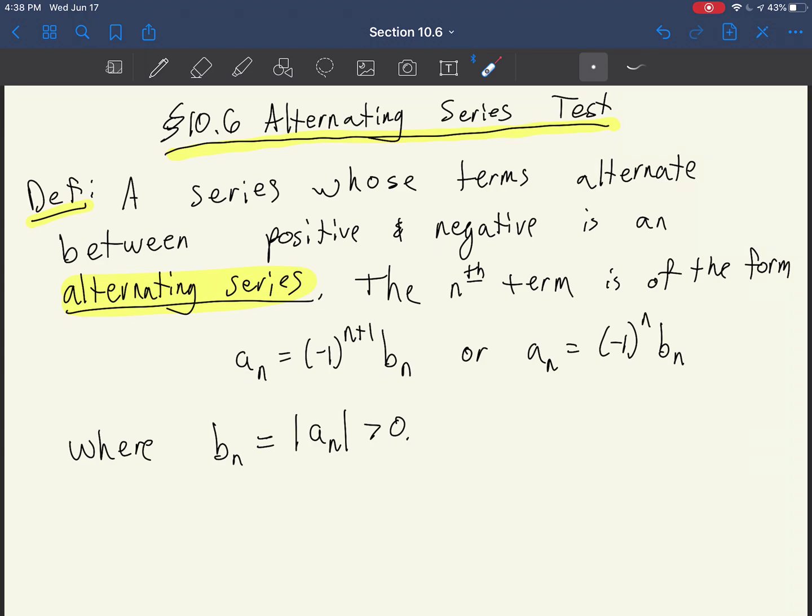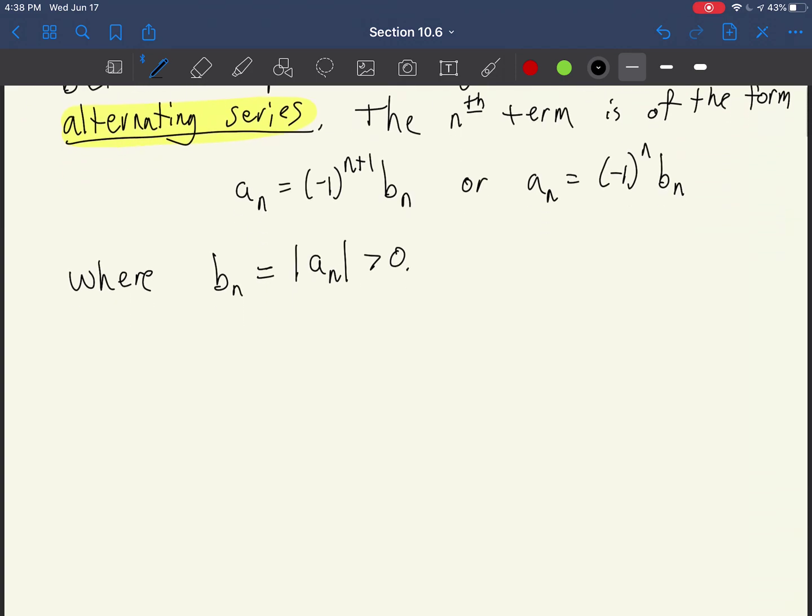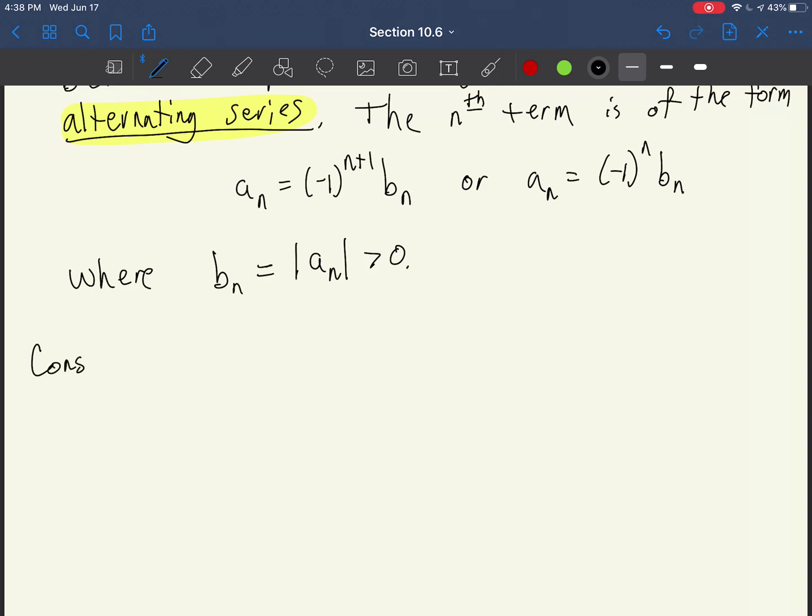Note that in the last section, we looked at series that did not have all positive terms, but alternating series are not the only series that have negative terms. For example, consider an equals sine of n pi over 6.